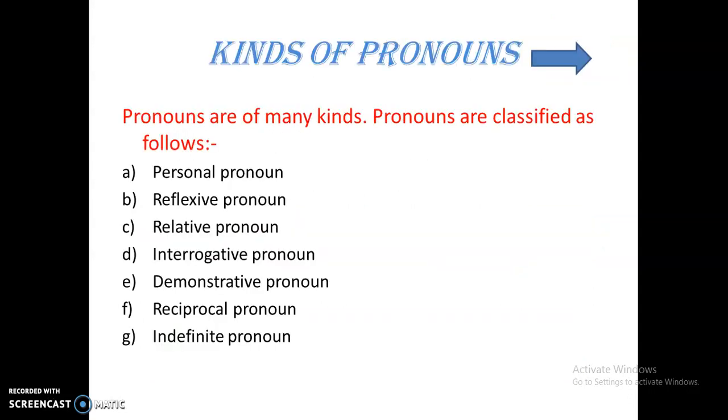Now, let us talk about the kinds of pronouns. Pronouns are of many kinds. So, let us classify pronouns. Personal pronoun, reflexive pronoun, relative pronoun, interrogative pronoun, demonstrative pronoun, reciprocal pronoun, and indefinite pronoun. So, we have 1, 2, 3, 4, 5, 6, 7 kinds of pronouns. Now let us discuss each one of them.